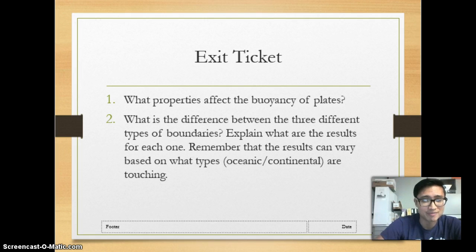Remember that the results can vary based on what types, whether you have oceanic and oceanic, oceanic and continental, or continental and continental that are touching. Okay, so I want you guys to think what happens during each of those boundaries. Okay, go ahead and write that down on your notes as a little thought.